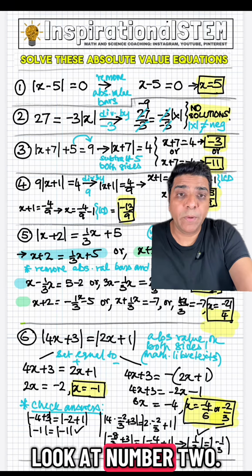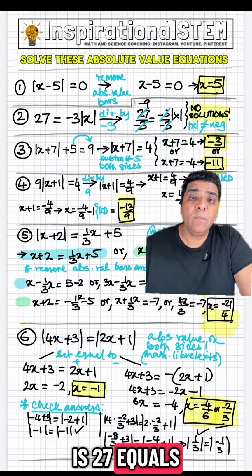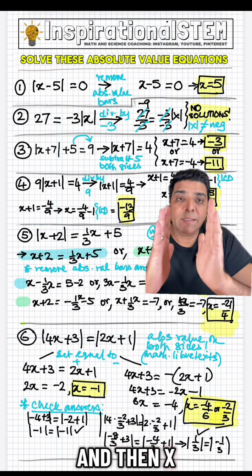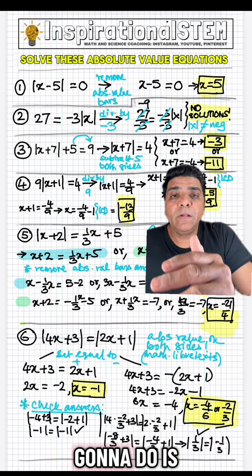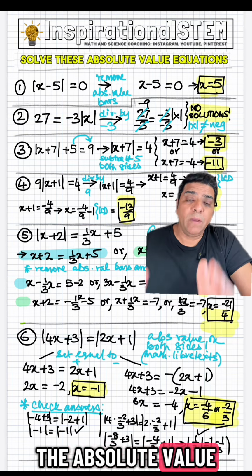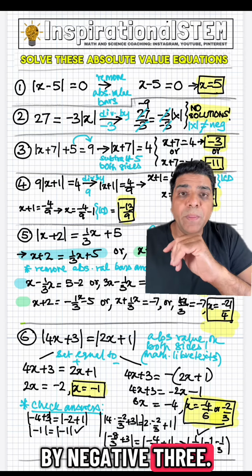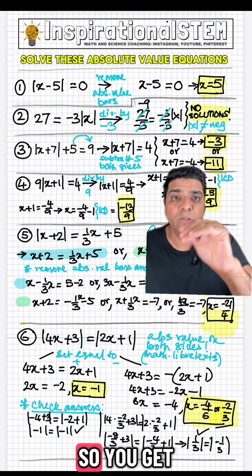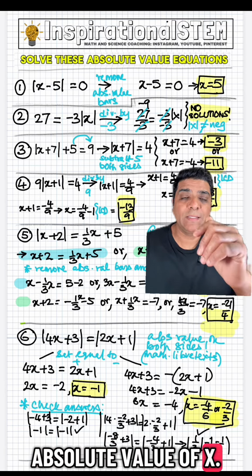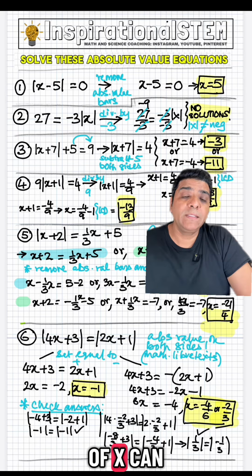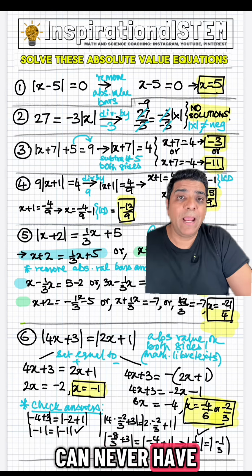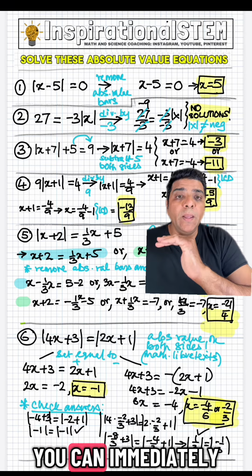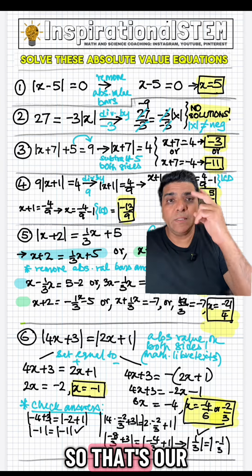Okay, so let's look at number 2. Number 2 is 27 = -3|x|. What we want to do is isolate the absolute value of x, so divide both sides by negative 3. When we do that, 27 divided by negative 3 gives us negative 9 = |x|. Now remember, the absolute value of x as an equation can never have a negative value. So when you see a negative 9, you can immediately say no solutions. So that's our number 2.